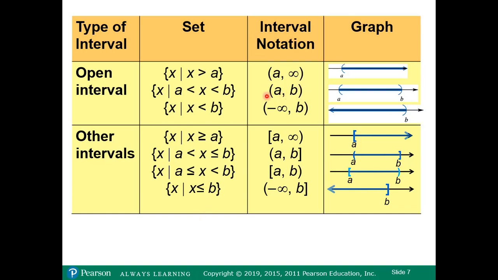This is called interval notation. We use parentheses or brackets if we're including the endpoint. So we have set notation, interval notation, and then we've got the graph. If we say the set of all x such that x is greater than some number a, that would be the same as the interval from a, because greater than a means we want everything greater than a. The parenthesis means we're not including a in the set. So that means everything greater than a, from a to infinity.